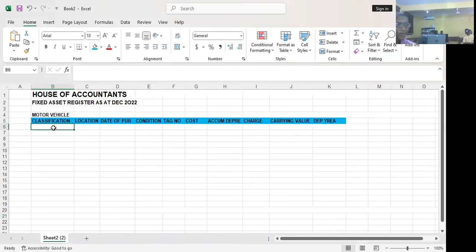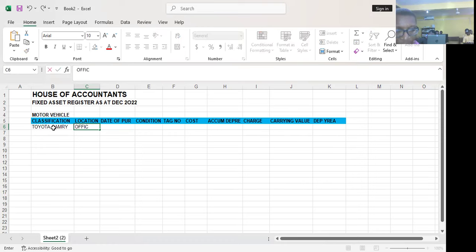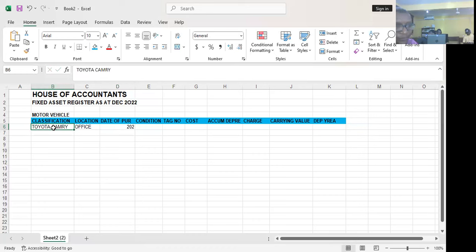So this motor vehicle now, we now have a full address. So you can say Toyota, maybe Toyota Camry. Where is the location? That would be office. Date of purchase. Let's assume we purchased it in 2022, or let's say 2020, let's say 2021.